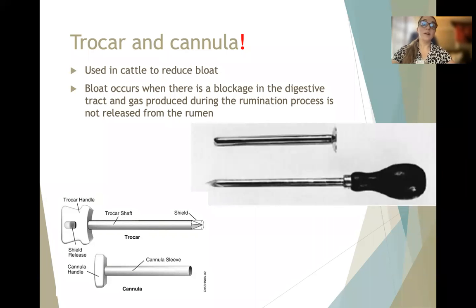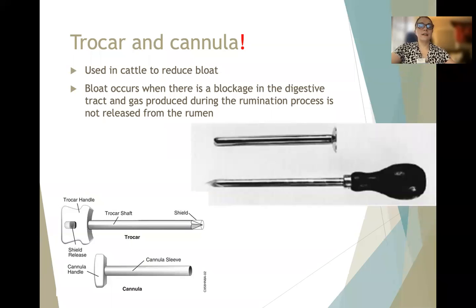So with this trocar and cannula, instead of just going right into a surgery, like a gastropexy, like we would with our dogs to correct and flip over that stomach and then adhere it to the stomach lining wall, we are going to use a trocar and cannula instead. This is like the first line of defense for these cows.